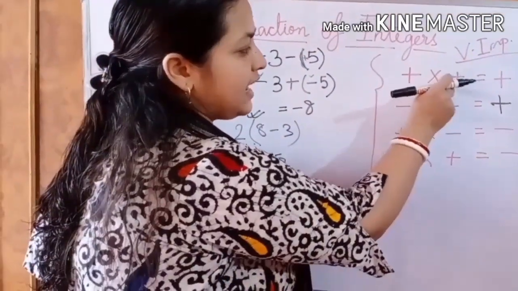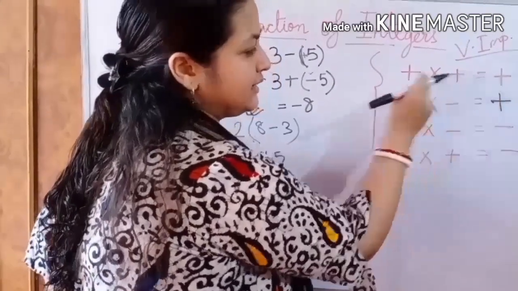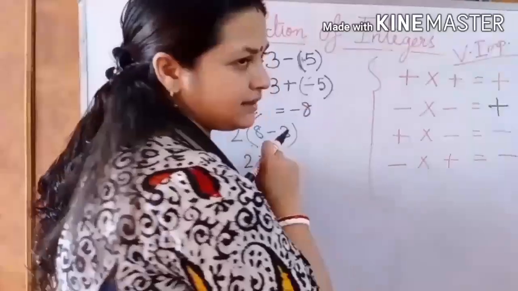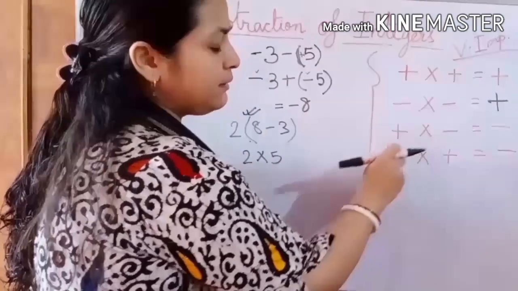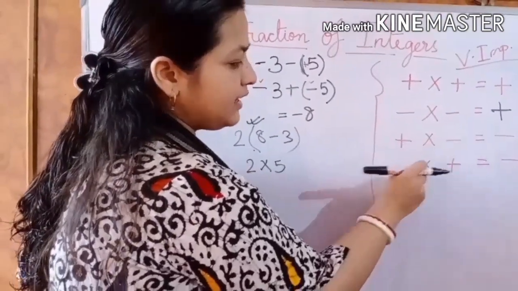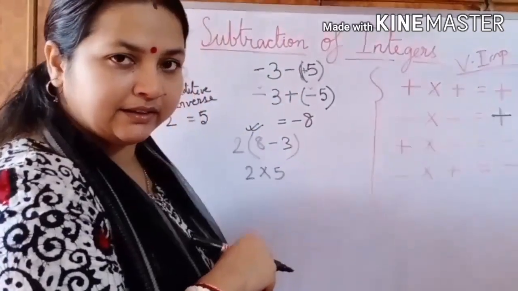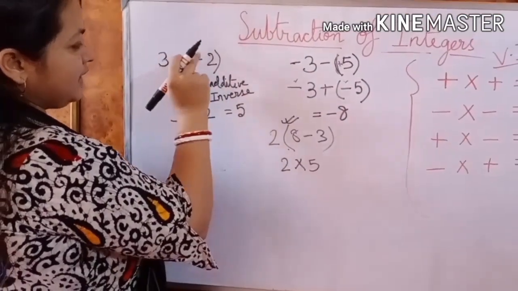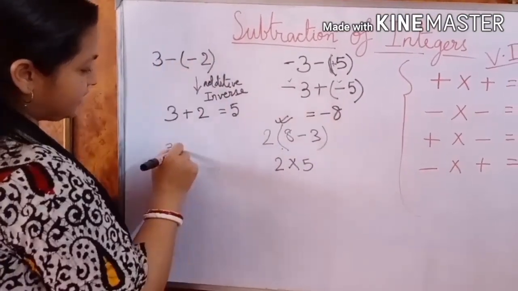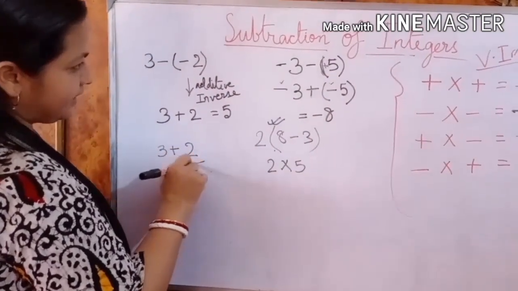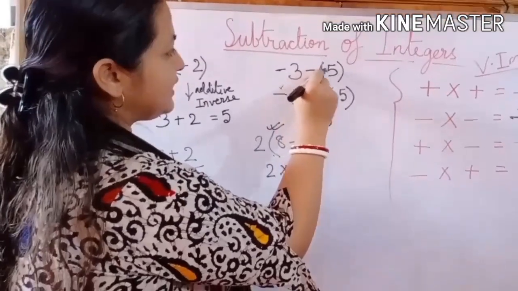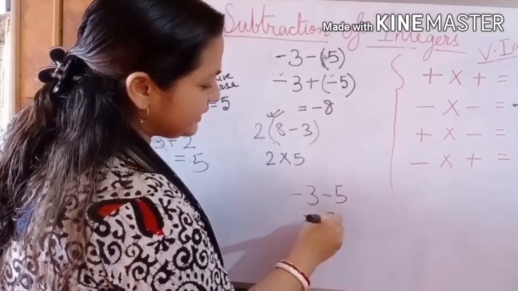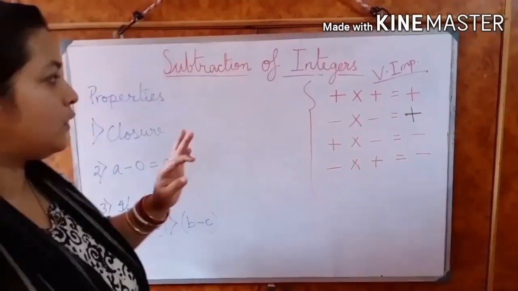If both the signs are the same, we will get a plus. Plus, plus, both are the same, plus. Minus, minus, both are the same, we get plus. But when different signs are multiplied, plus into minus or minus into plus, we get a minus. Let's use it again in these two questions. Minus into minus, 3. Minus into minus is plus. 3 plus 2, that is 5. Here, minus into plus, that is minus. So minus 3 minus 5 is equal to minus 8. Is it clear now? What is the first property?